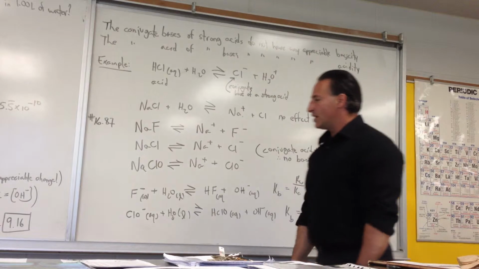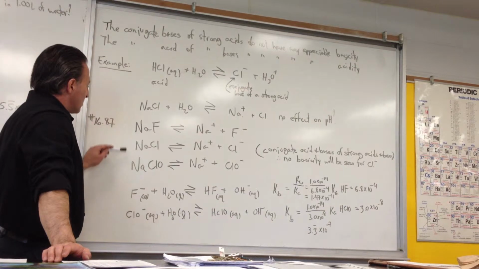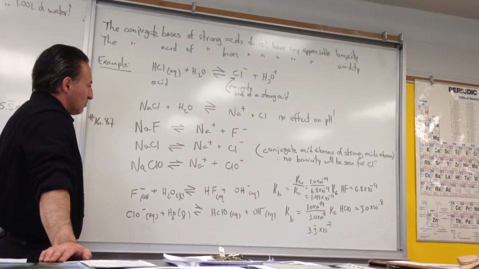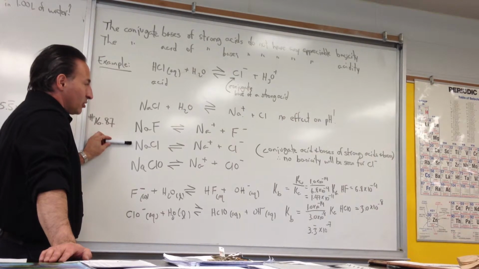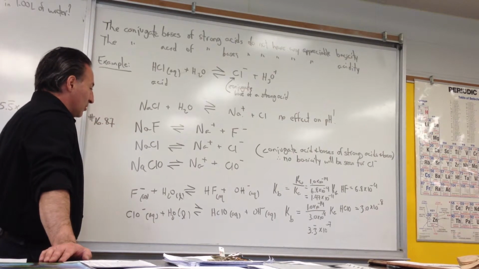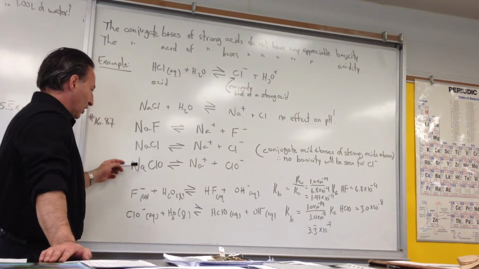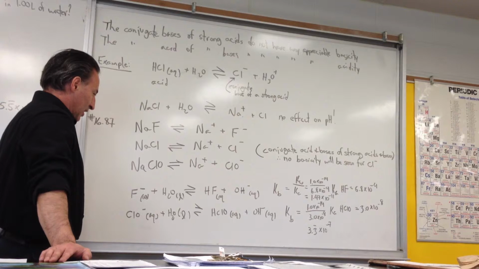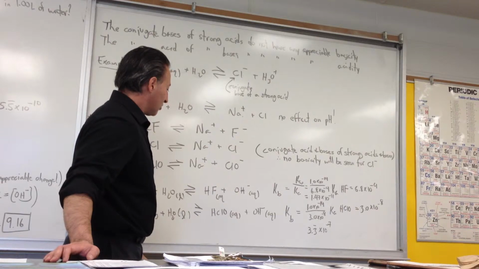On question 16.87, they ask us to estimate which one of these salts is going to have the most basic solution. And they give you sodium chloride, sodium hypochlorite. Right off the bat, you can state that sodium chloride is going to have no effect on the pH. So the contest is between sodium fluoride and sodium hypochlorite. And the textbook doesn't report a Kb value for the fluoride anion or the hypochlorite anion. However, it does report Ka values for hydrofluoric acid and hypochlorous acid.